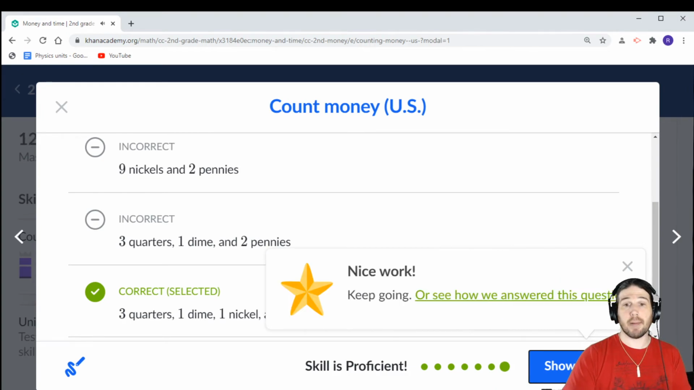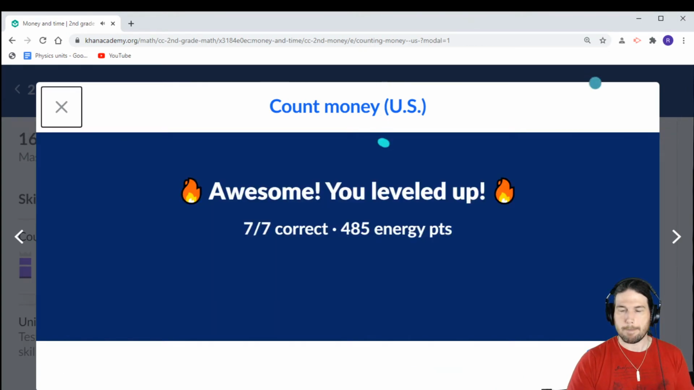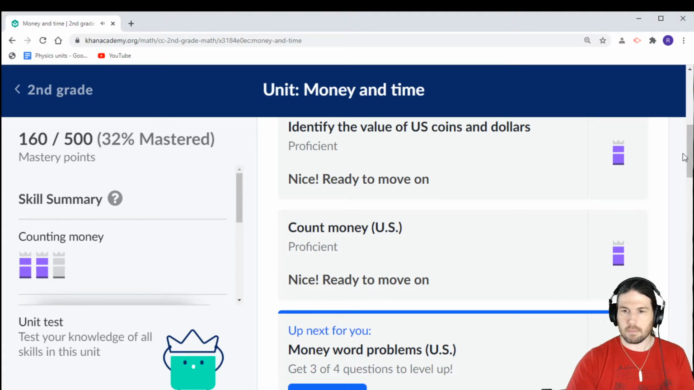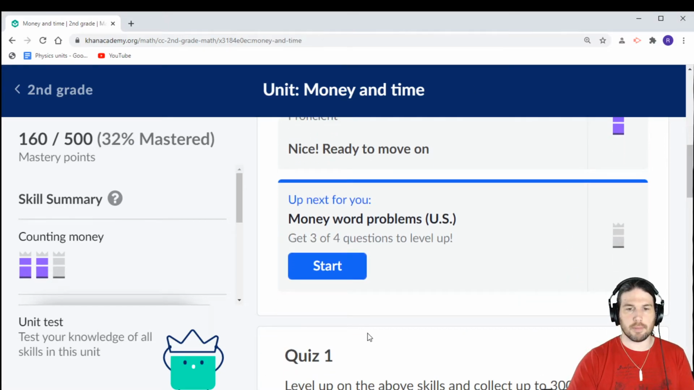And that's counting money, US. Money word problems, US.